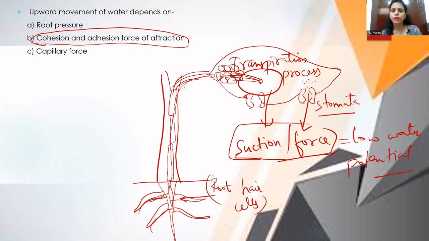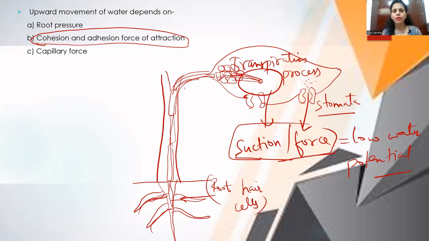What happens is, when one water molecule is pulled outside from the xylem vessel to the air space, then the next water molecule, or the third, fourth or fifth water molecule, all these water molecules are also pulled forward. This is because of the property of cohesion, the cohesive force of attraction between these water molecules.